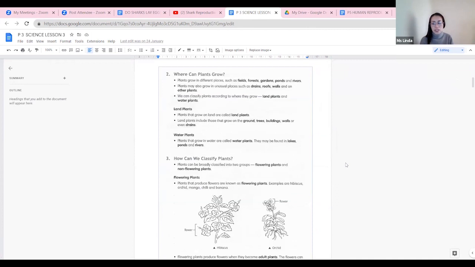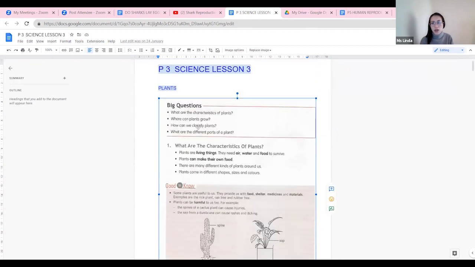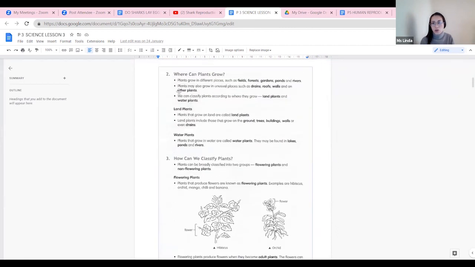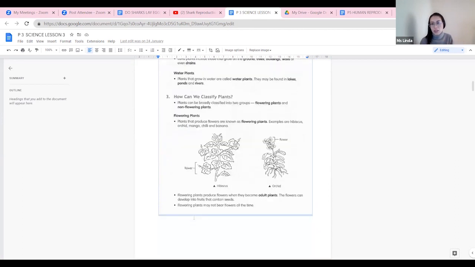Like I said earlier, with the checklist, you will know how we classify plants, the different ways. You have land plants, water plants, or flowering plants, non-flowering plants. These are the main gist of it. I'm going to highlight the main thing.